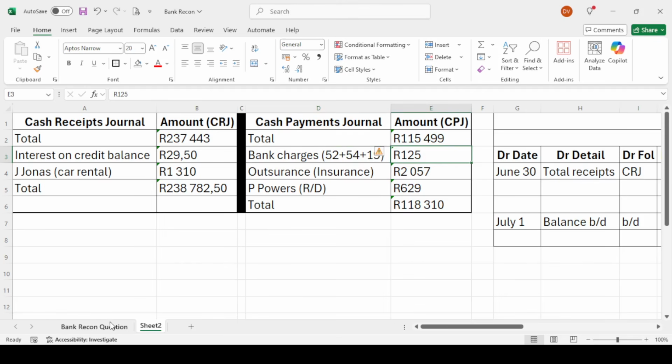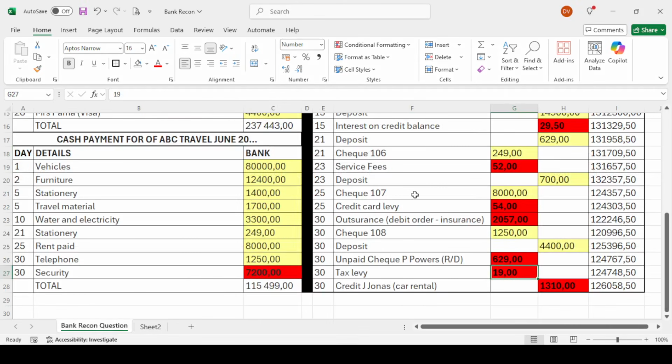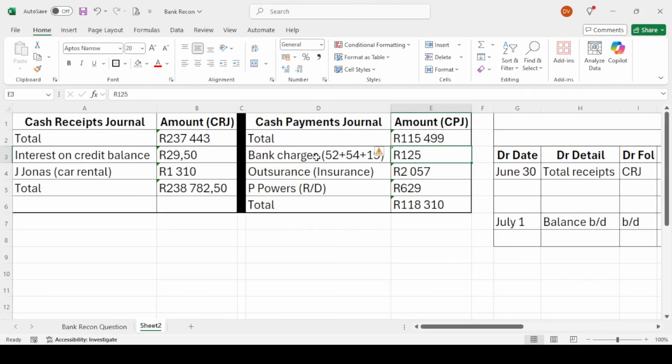Okay. The amounts that now we still have to do is the 2,057 Rand. This was an outsurance debit order. You simply fill it in under your cash payment journal. Outsurance, 2,057 Rand.